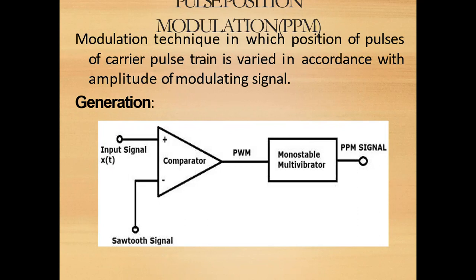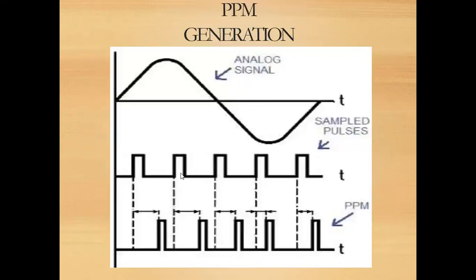So first we will generate the PWM signal, and from that PWM signal, taking either the tail edge, starting edge, or middle as reference, with a constant width, the output PPM can be obtained.